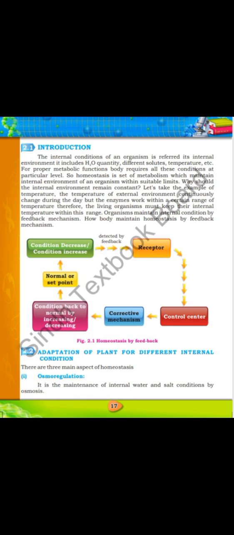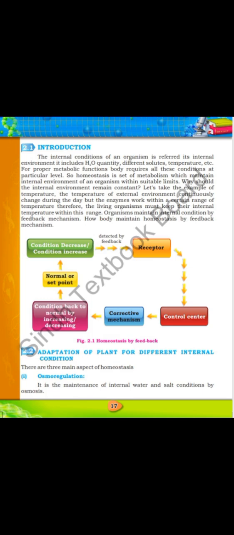And dear students, now let's move ahead towards the mechanism of maintaining homeostasis. Dear students, organisms maintain their internal condition by feedback mechanisms. And how does the body maintain homeostasis by feedback mechanism? It is shown by the figure 2.1, homeostasis by feedback. What happens?